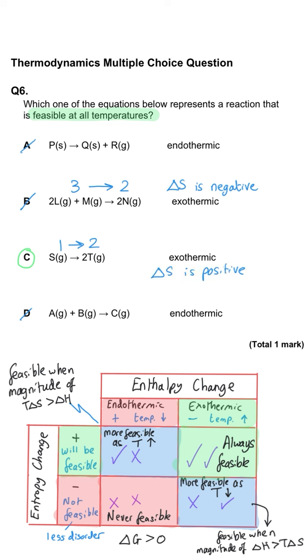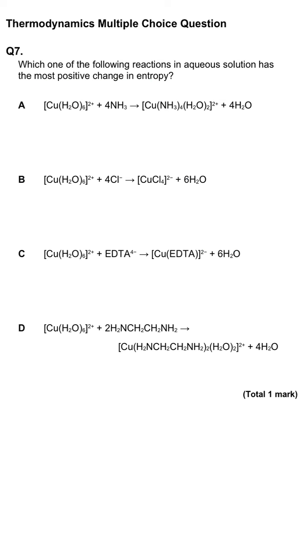This will therefore mean it is more disordered, the entropy change will be a positive one, and we are indeed in this box where the situation tells us it will always be feasible. So C is correct. Which one of the following reactions in aqueous solution has the most positive change in entropy?